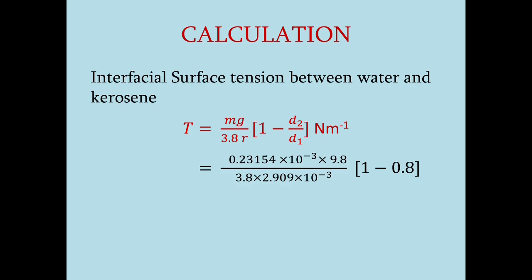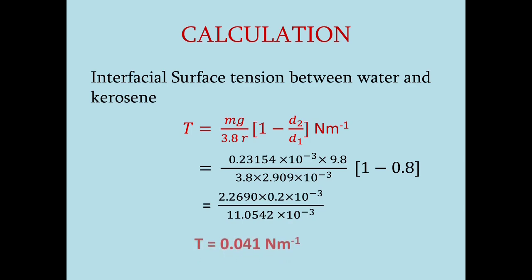The g value is 9.8, divided by 3.8 into r, which is 2.909 into 10 power minus 3, into 1 minus 0.8. So 1 minus 0.8 is 0.2. Again this 10 power minus 3 and 10 power minus 3 get cancelled. So dividing 2.2609 into 0.2 by 11.0542, we get the interfacial surface tension between water and kerosene as 0.041 Newton per meter.